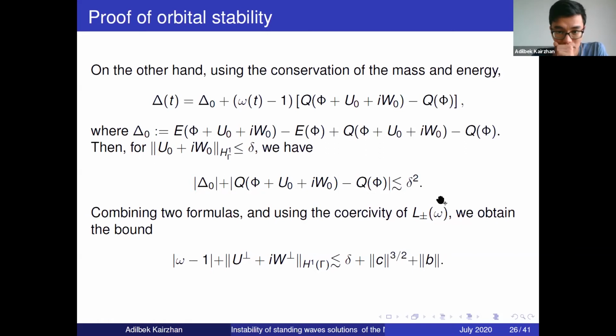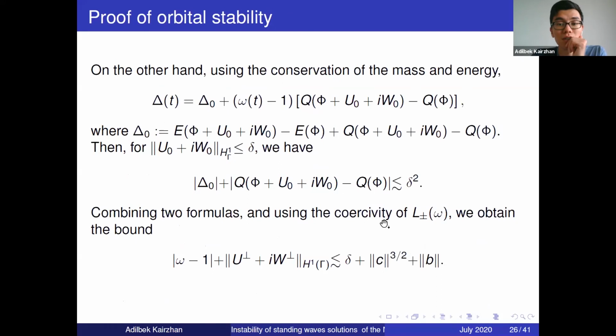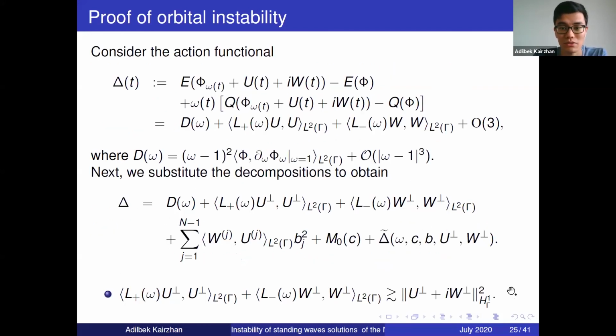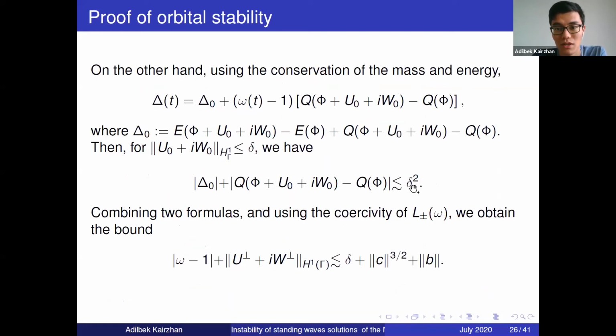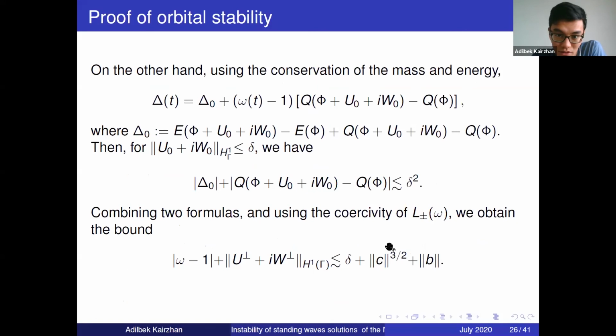delta squared. And then we combine this formula with the coercivity result which we obtained here, and then for the omega minus 1 squared, we have that omega minus 1 plus the H1 norm of these things would be less than delta. So it was delta squared, but here we had omega minus 1 squared, so I just removed all these squares. So delta, and here you have b, and here you have c cubed. It was m0 c, it was this previous sign-indefinite function, which is c cubed. So we just get that omega minus 1 plus this H1 norm is less than a constant multiple of delta plus c cubed over 2, so it's just c to the 3 over 2 plus beta plus b.